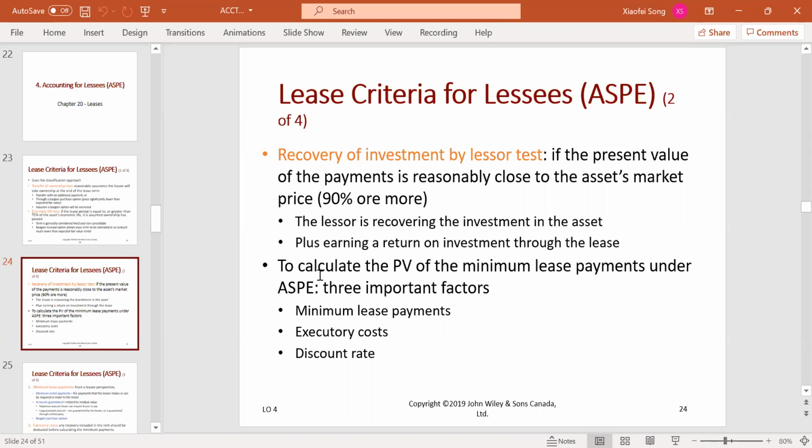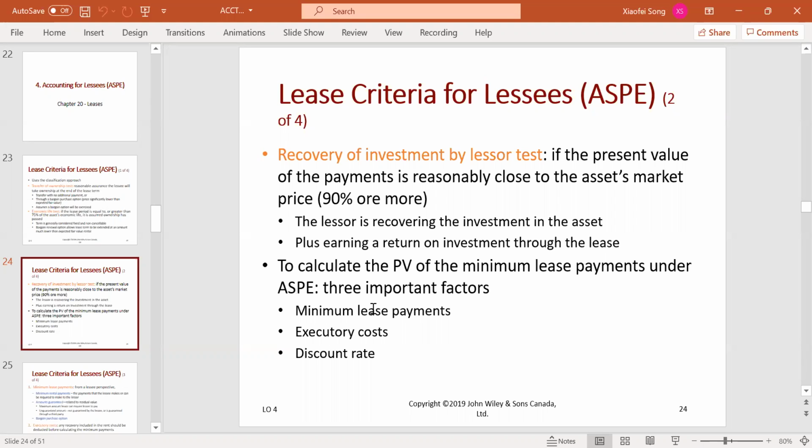Now, what do we mean by minimum lease payments? Because this is the term used under ASPE, and it's not exactly an intuitive term. Let's talk a little bit about these three things. Minimum lease payment is just the lease payment that's not cancelable. Like you committed to make.